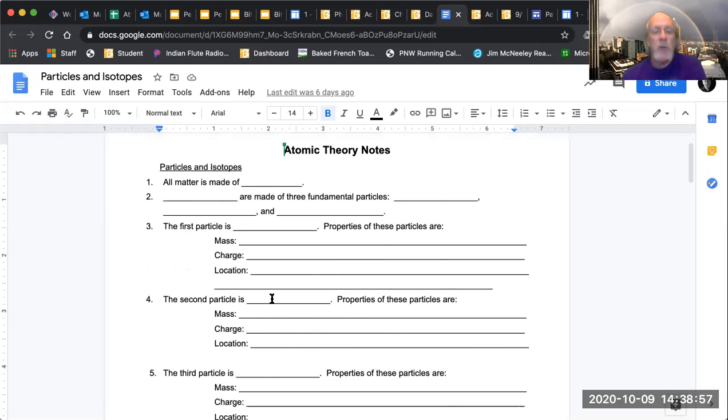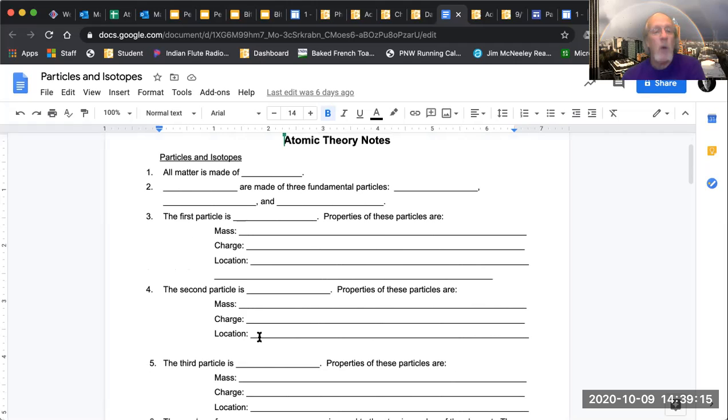The second particle, the neutron, its mass is the same as the proton, 1 atomic mass unit. It does not have a charge, it is neutral. So you might remember that, neutral and neutron. And its location is right beside the protons in the center of the atom. They're the only 2 that are inside the atom.